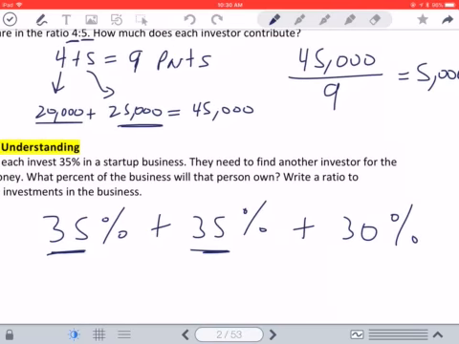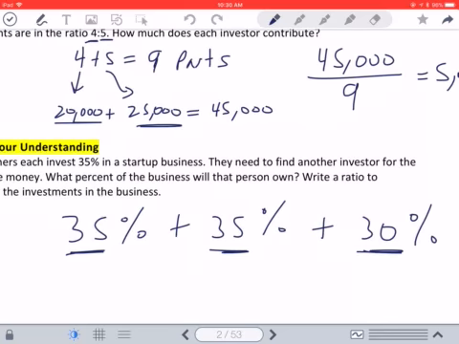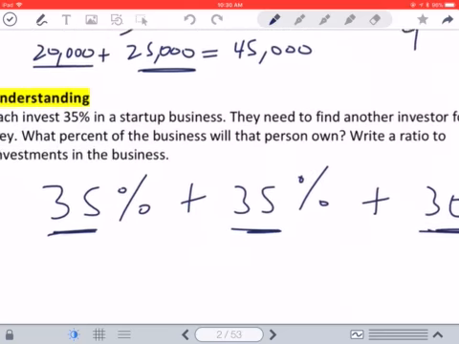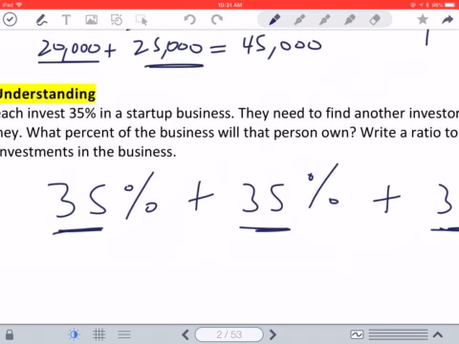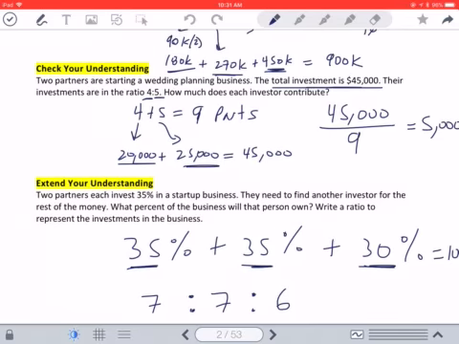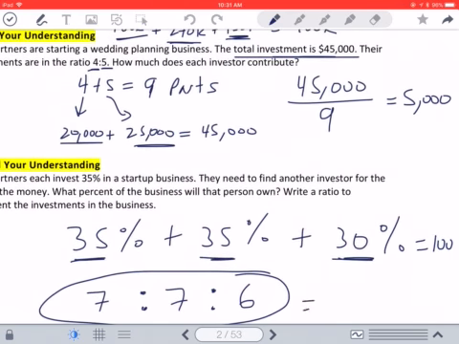Okay, so how can I write a ratio for this? Well, I can just kind of reduce all of these numbers. What do all these numbers have in common? They all have a 5 in common. So I can divide all these numbers by 5. So this would be 100% of the business. So if I divide 35% by 5, I get 7. If I divide that by 5, I get 7 again. And then 30% would be 6 if I divide that by 5. So the ratio would be 7 to 7 to 6. All right, so 7 to 7 to 6. That's 20 parts of this business. So 20 parts would represent 100%.